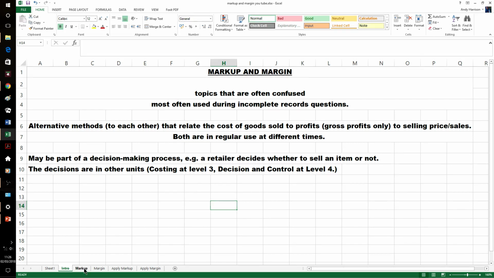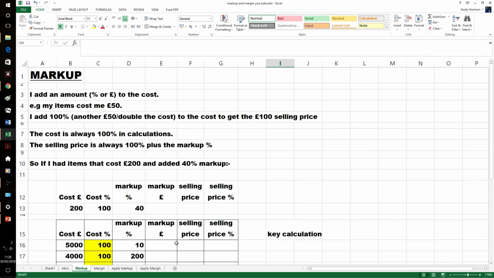So what I'm going to do is take you through markup first, then margin. There's some questions here in pairs. I'm not going to do all the answers on this table, but I'll put the answers up afterwards, so that gives you a chance to do a few practice calculations, and then at the end, it'll take about 20 minutes, I'll have a quick show of different ways of trying to remember the difference between markup and margin.